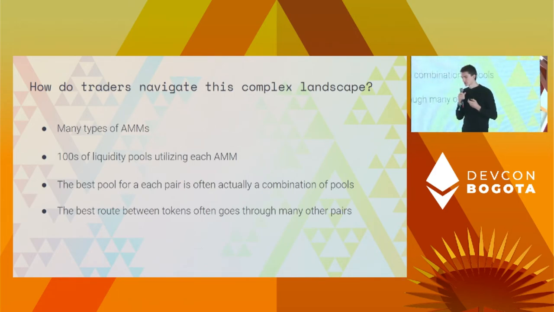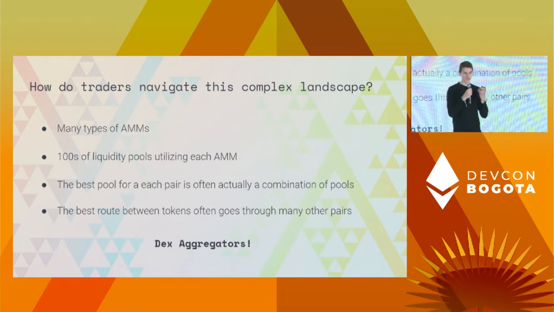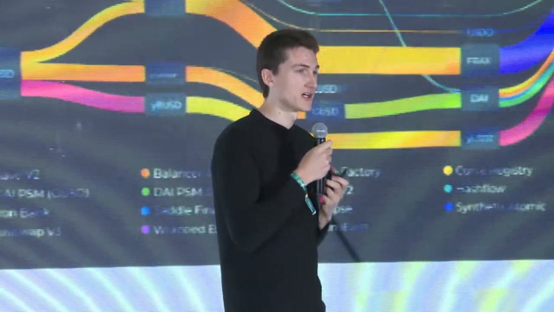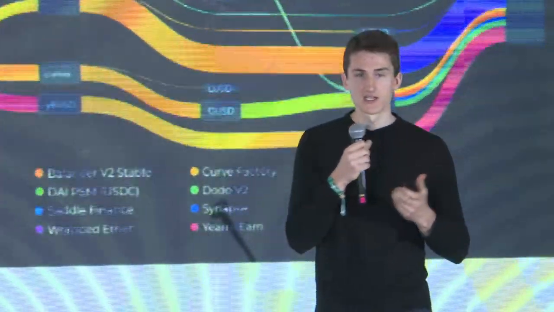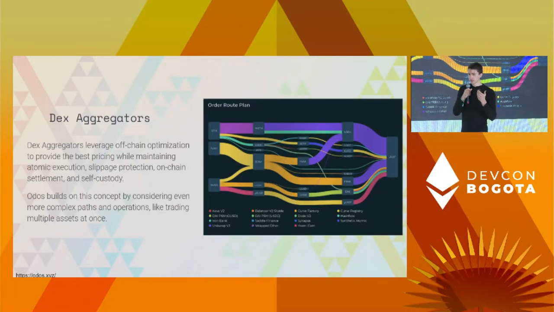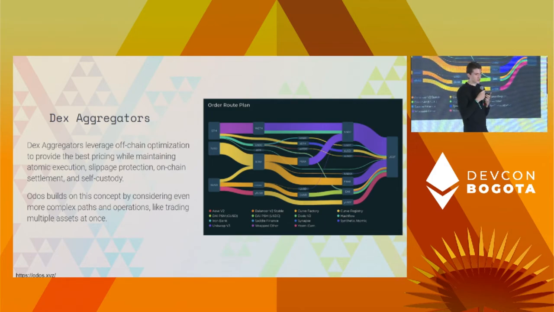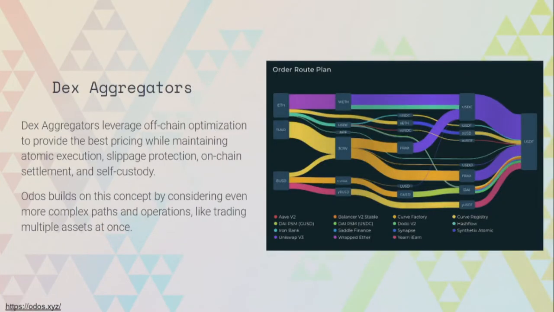And so the answer to all this, as you may guess, is of course DEX aggregators, right? We have a very hard optimization problem, and we can essentially leverage off-chain computation to solve this problem and provide, again, a transaction that still maintains a lot of the great qualities of on-chain AMMs by still allowing for atomic execution, self-custody, you still have protection from slippage. And so this is an incredibly powerful mechanism.